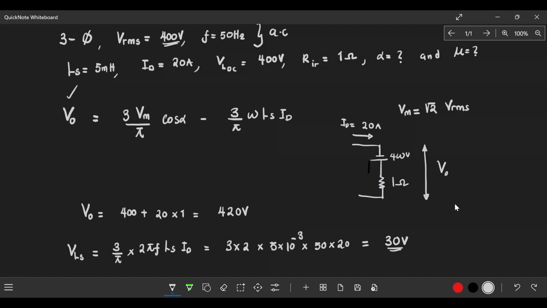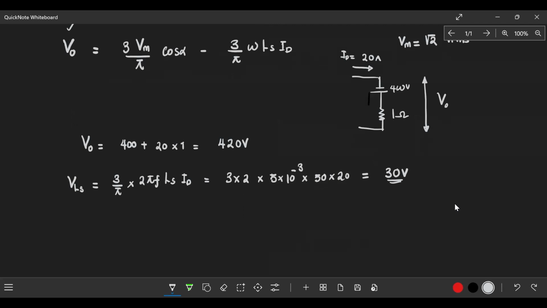Now having everything here, you can go ahead and find alpha, because that's the only variable missing. So VO is 450. This is equal to 3. What is VM? Remember that VM is simply square root of 2 times the RMS voltage given to us, which is 400 volts, over pi times cosine alpha, minus this part you've already calculated, which is 30 volts.